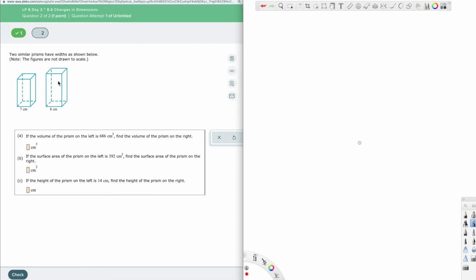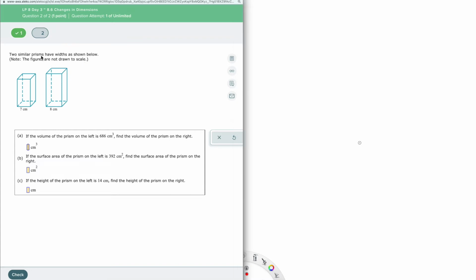So the two similar prisms have widths as shown. So I have 7 centimeters and 8 centimeters. Note, the figures are not drawn to scale. Well, why are they telling me that? Specifically because they don't want me to go grab a ruler and try to take some measurements, okay? They just need to trust that it's 7 centimeters and 8 centimeters. All right, so it says if the volume of the prism on the left is 686 centimeters cubed, find the volume of the prism on the right.